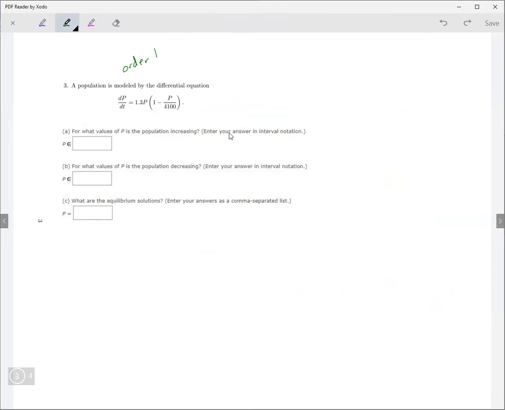Okay, so we're not interested in solving this, and they're not going to give us solutions. Or maybe we are interested, but the problem is not really asking us to solve it. It's just asking where it's increasing, where it's decreasing, and so on. And it's increasing when the derivative is positive. It's decreasing when the derivative is negative. And equilibrium would be where the derivative is 0.